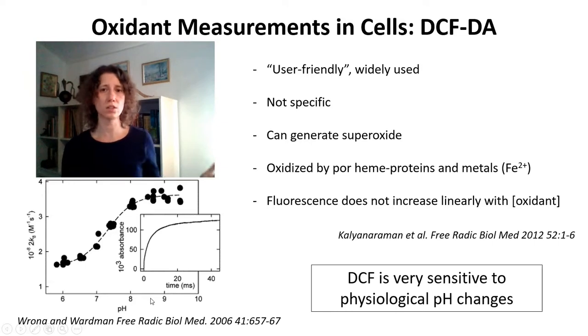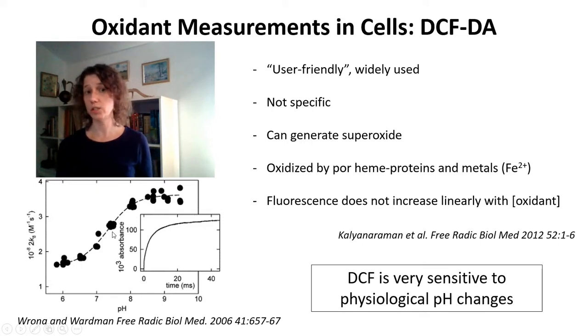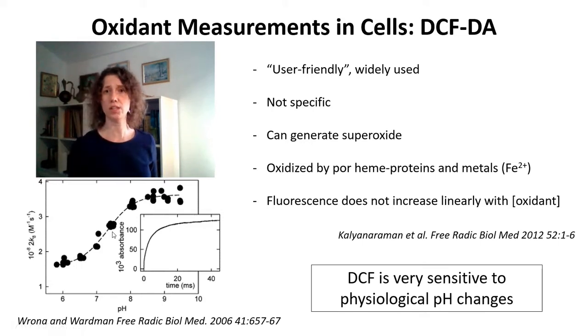There are no oxidants being added. This is completely in vitro. It's just fluorescence versus pH. And what you can see is that within the range that intracellular pH actually can change, so within the range of 6.5 to 7.5 here, you have a very large increase in fluorescence of DCF, irrespective of its oxidation, just because of the change in pH.